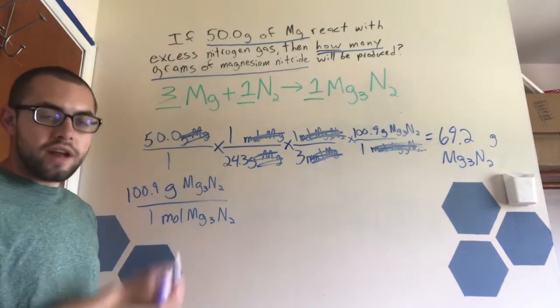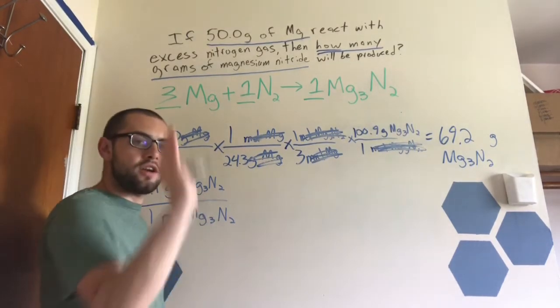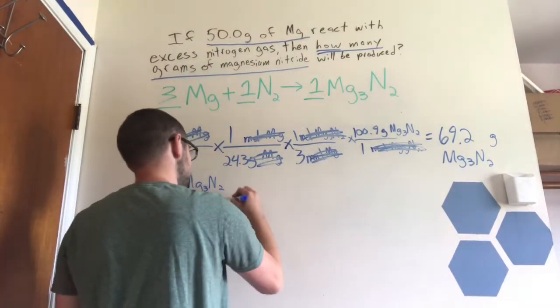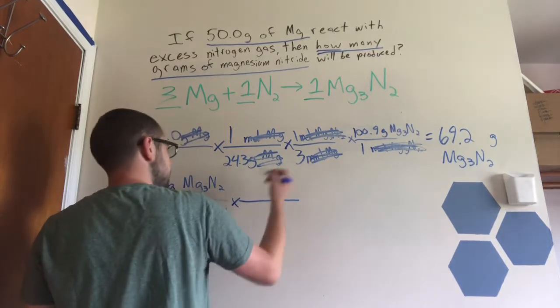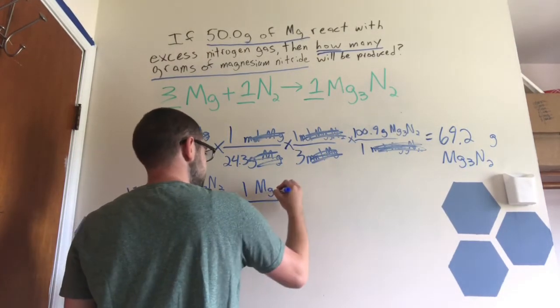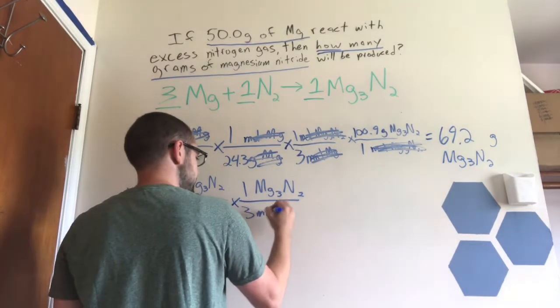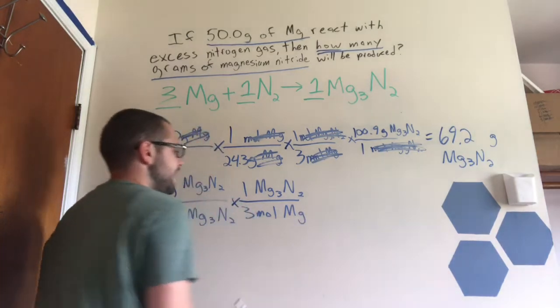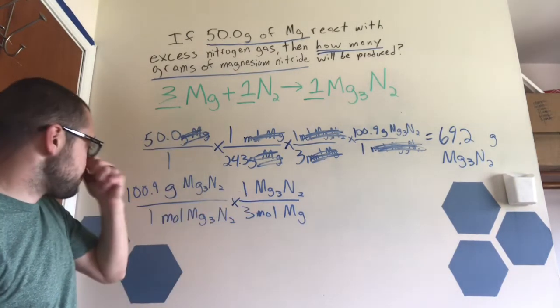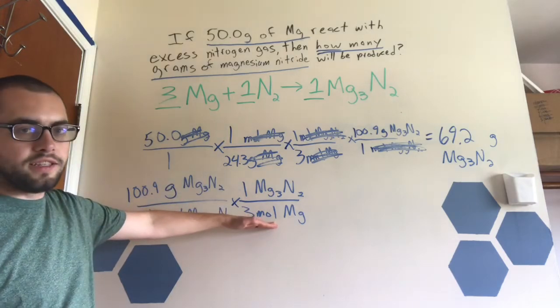So now I've taken my grams, I've changed them into moles. Now we can go over the mole bridge. And remember that we said 1 mole of magnesium nitride will be produced for every 3 moles of magnesium. These are moles here, I forgot my unit there. Now I'm into moles of magnesium. I'm on the other side of the bridge.